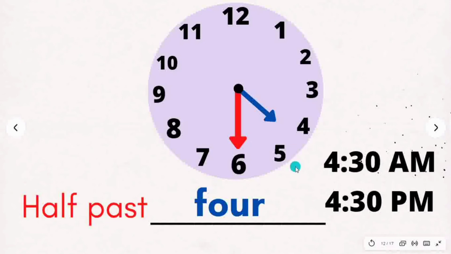Then what do we have to do? Only look at the number before the arrow. Tengok pada nombor yang berada sebelum anak panah sahaja. Which number is before the arrow? Yes, number 4. So the answer will be 4:30. Very good. You also can write it like this, 4:30. I hope all of you understand this topic.